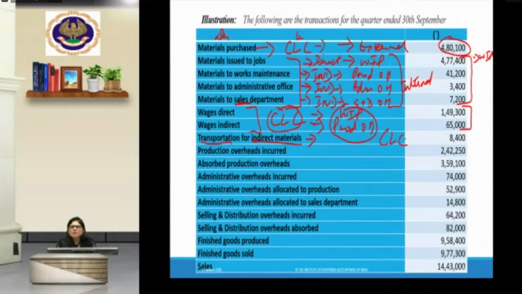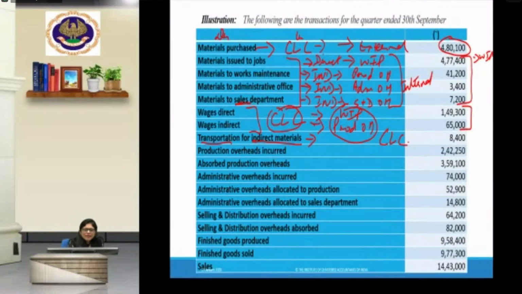Any expense will be routed through CLC first. So you can take it directly to production overhead control account. It is transportation, not a material. It's a transportation expense, so it is an indirect expense, and you can transfer it directly to production overhead. It's not an indirect material. The entry is for transportation, not material. Clear? So the entry will be production overhead control account debit to cost ledger control account.